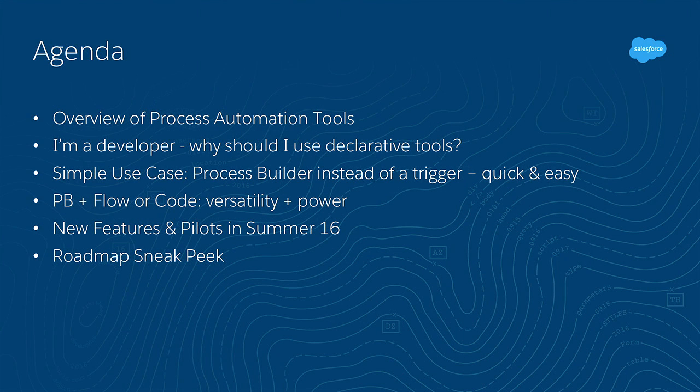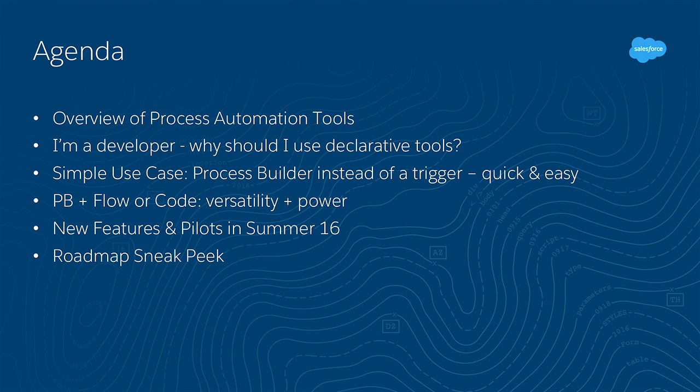OK. So I just want to do a quick overview of what tools we have for automation, the declarative tools. And then we know you're developers. So I want to talk about why we think these declarative tools can help you to go a little faster and to maybe focus on some more interesting pieces of solving problems. Okay, so we'll look at a simple use case where often people write triggers, creating records, and see how quickly you can do that in Process Builder.